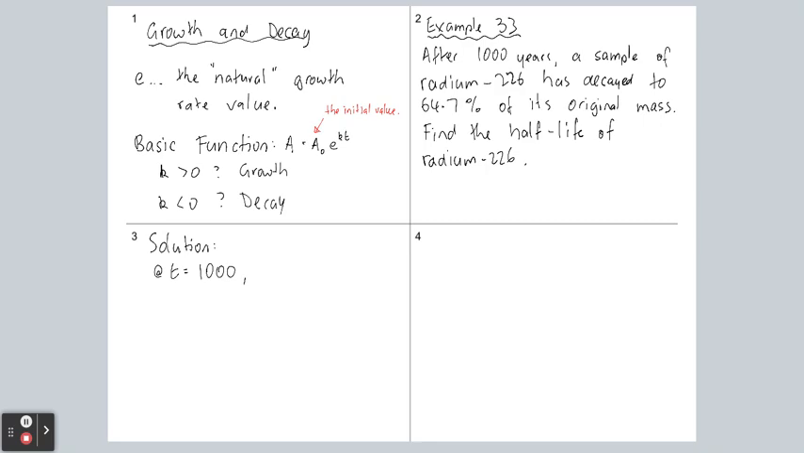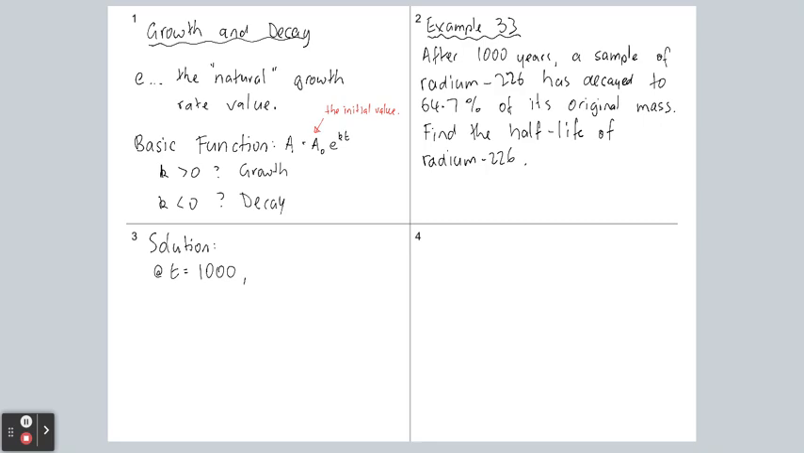Fair question though, Charlie. After 1,000 years, a sample of radium-226 has decayed to 64.7% of its original mass. Find the half-life of radium-226. So the half-life, of course, is where the mass is at 50% of its original mass. It has decayed to 50%.